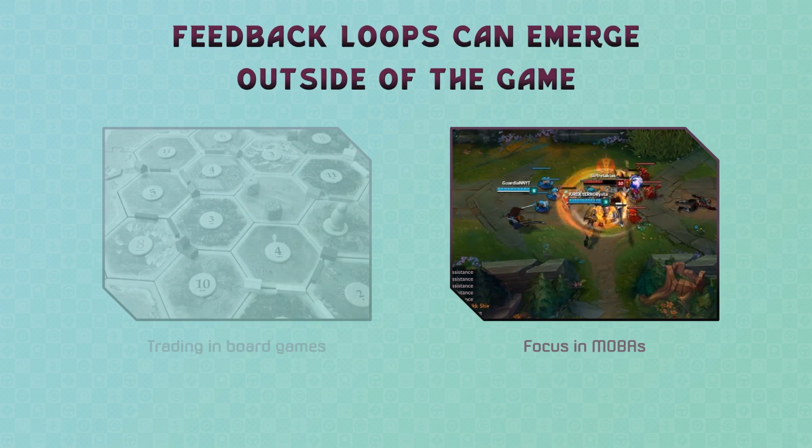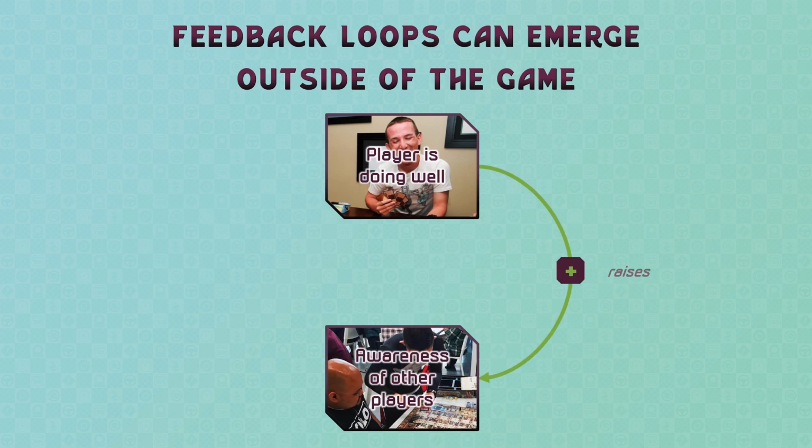Those two mechanisms, the trading in board games and the focus in MOBAs, actually create a similar feedback loop. So one of the players is doing very well, which raises the awareness of other players that this person is doing well. And because of the awareness of other players, they can do things like, for example, they stop to trade with that player, which makes it harder for the player to keep doing well. So it complicates that. And we can see that this is some sort of negative feedback loop, and it emerges during the play of our game, even though we never designed this particular loop.